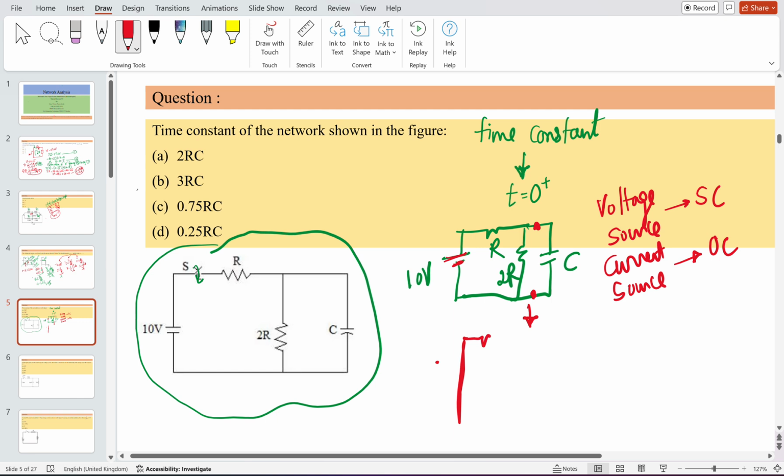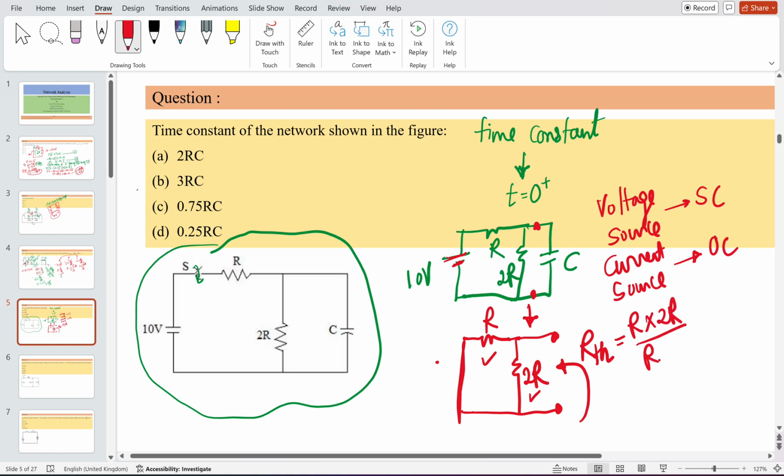What is the value here? R, and here this is 2R, and we have to find the equivalent RTH across C. So these R and 2R are in parallel. The RTH will come out to be R multiplied by 2R divided by R plus 2R. When resistances are in parallel, the equivalent is R1 R2 divided by R1 plus R2. It will come out to be 2 by 3 times R.